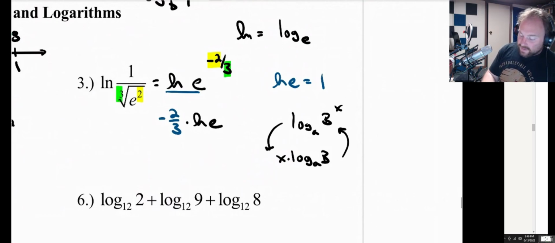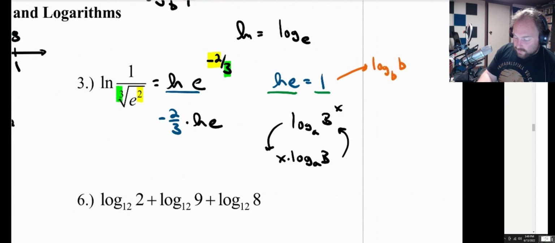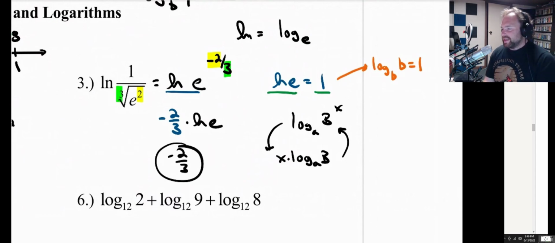And then I'm using this fact that the natural log of e equals 1, which is actually an extension of another logarithm rule that log base b of itself equals 1. Then I'm saying the answer is negative 2/3. Looking back on it, I'm not proud of the way I explained the answer to that question.